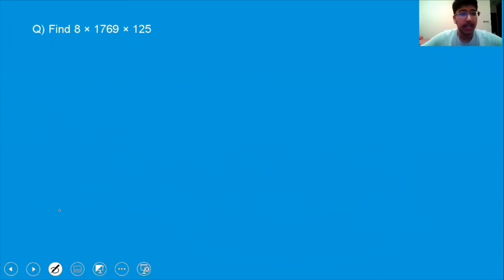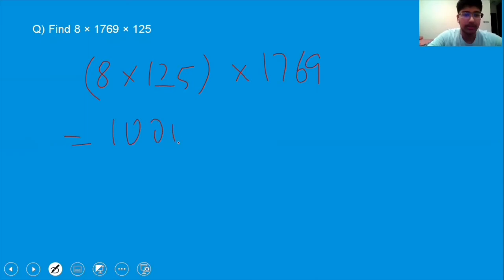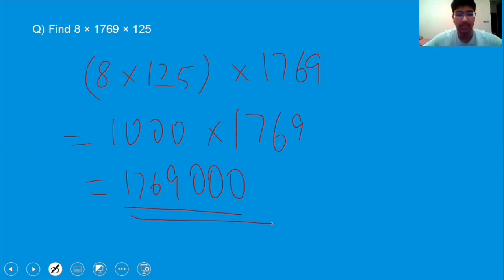The next one, 8 into 1769 into 125. We can again group this by multiplying 8 into 125 and then multiply that into 1769. So 8 into 125 will give us 1000, and then multiply that by 1769. That's only going to give us 1769 followed by 3 zeros. So this made our calculation simpler and faster.